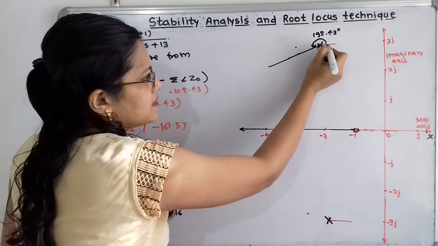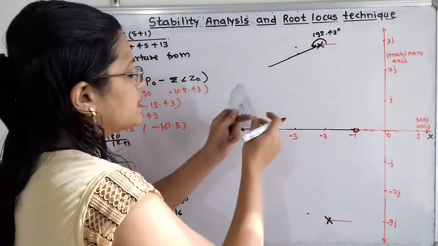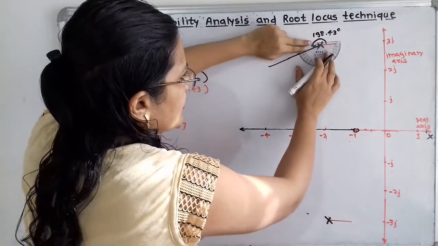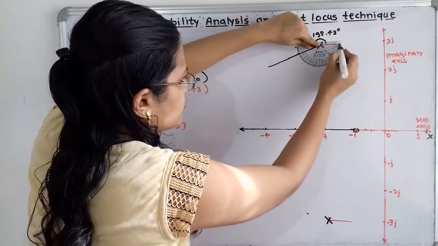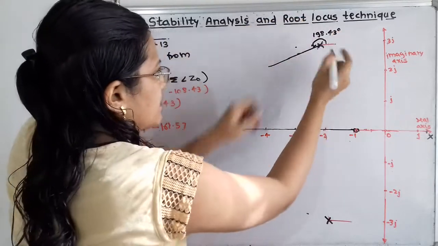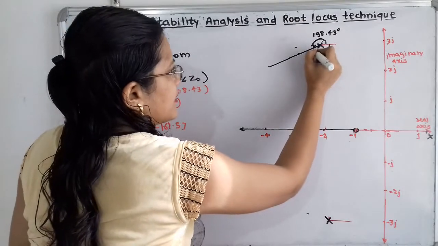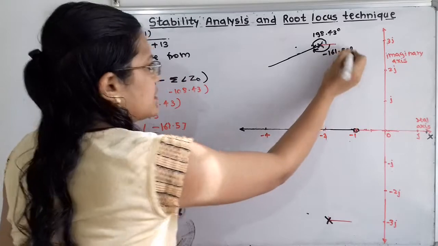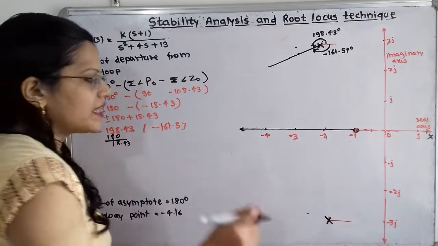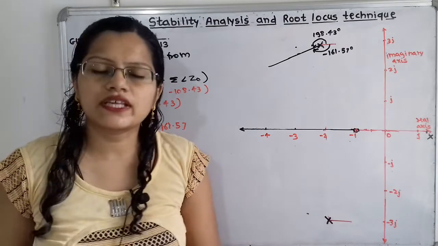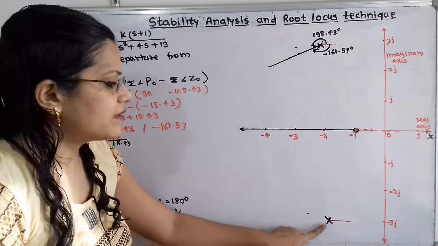Or we can take this as minus. So for this minus sign, we have to measure the angle from this downward direction. So if I take here minus 161, so from 0 to here minus 161, then here is also the angle, that is minus 161.57 degree.